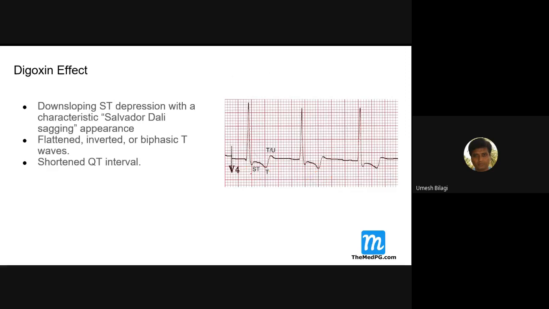Inverse check mark can be seen in digoxin effect. The T waves may become flattened or inverted or biphasic, and as said, shortening of QT interval. It can be seen here. Digoxin effect. Okay. These are just signs of digoxin effect.